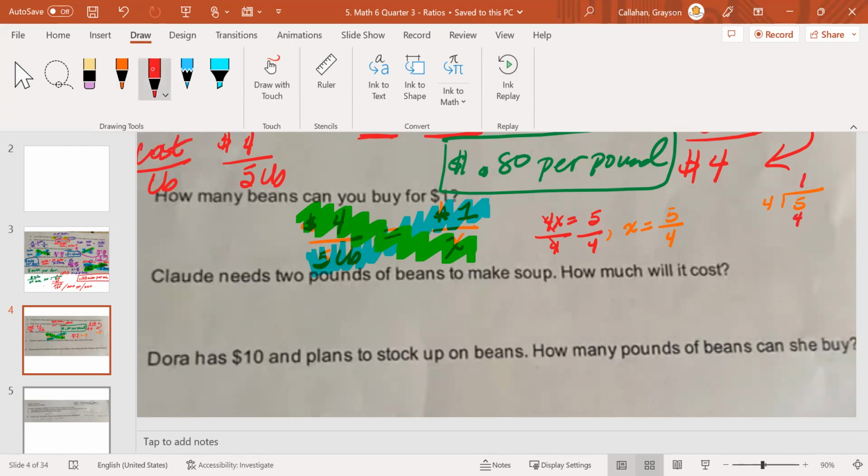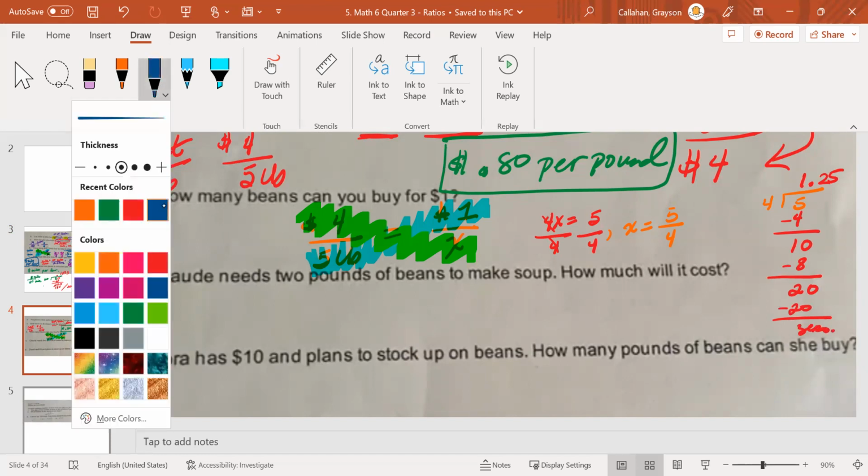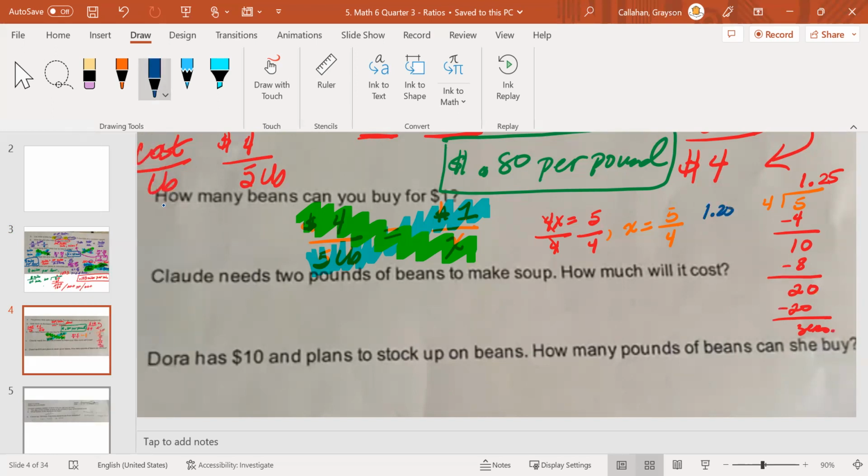So I put 1. 4 times 1 is 4. You get a 1. Well, now 1 is not enough, so you put a dot and then you put a 0. Okay. 4 times 2 is 8. You get 2, you put a 0. 4 times 5 is 20. Oh, perfect. You have a 0 remainder, right? So how much is it going to be? 1.25. So how many, not $1, 1.25 pounds. How many pounds of beans can you buy for $1? You can buy 1.25 pounds per dollar.